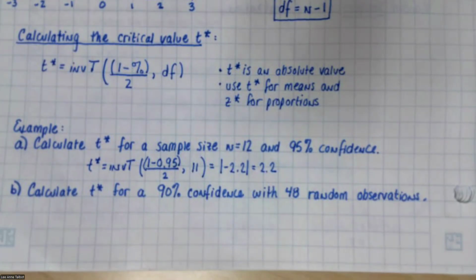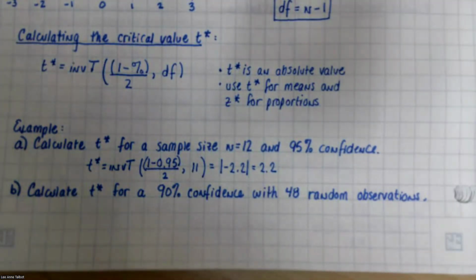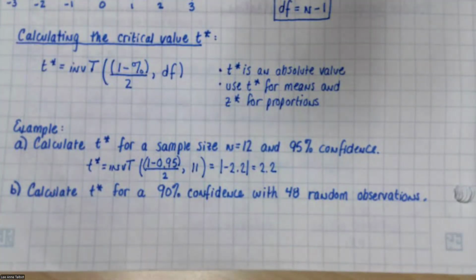Okay, you guys try B for me. 48 random observations is the sample size, by the way. It was me trying to be fancy. Do you see my fanciness there?